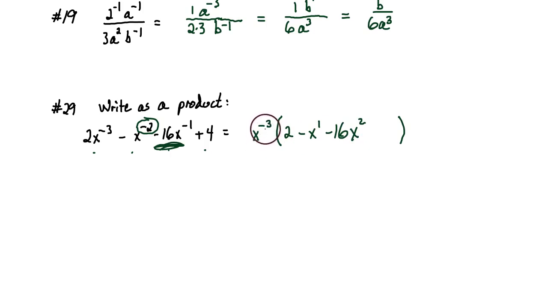Finally, x to the negative 3 times what makes positive 4? We would need to have plus 4x to the third. Do you agree that that times and makes a 4? X to the negative 3 times 4x to the third makes 4 because this exponent and this exponent add up to a 0, or you can think of that as cancels away.